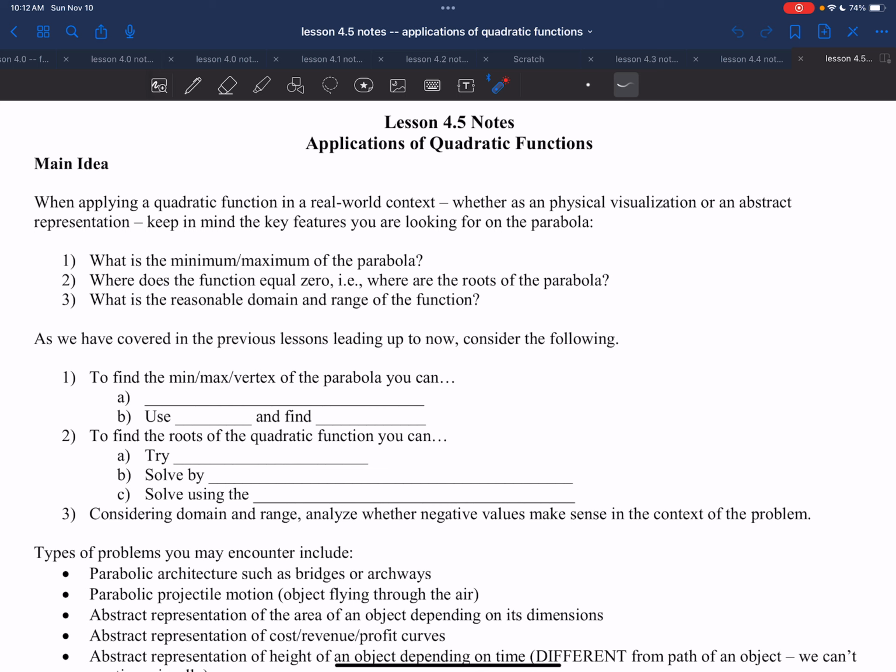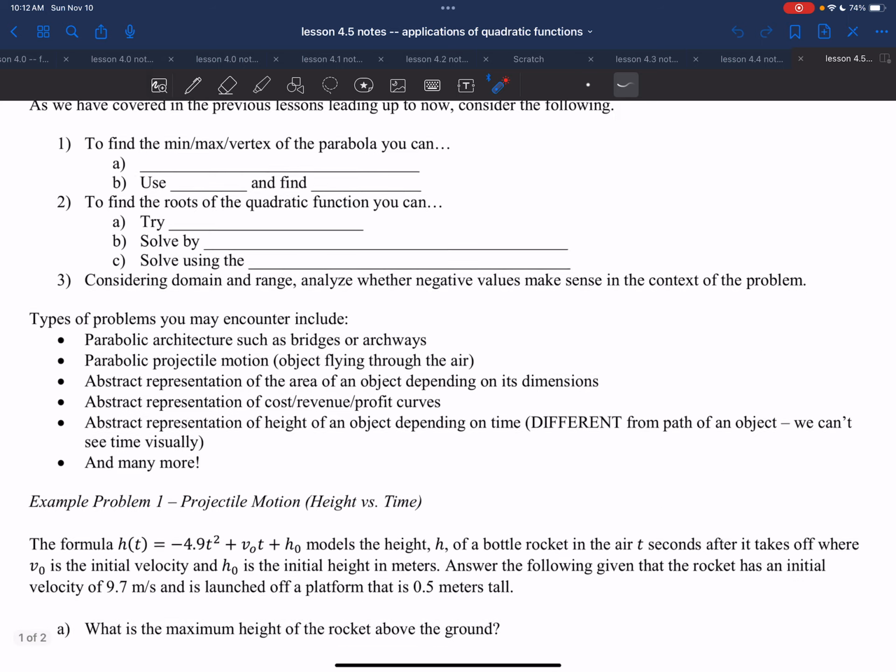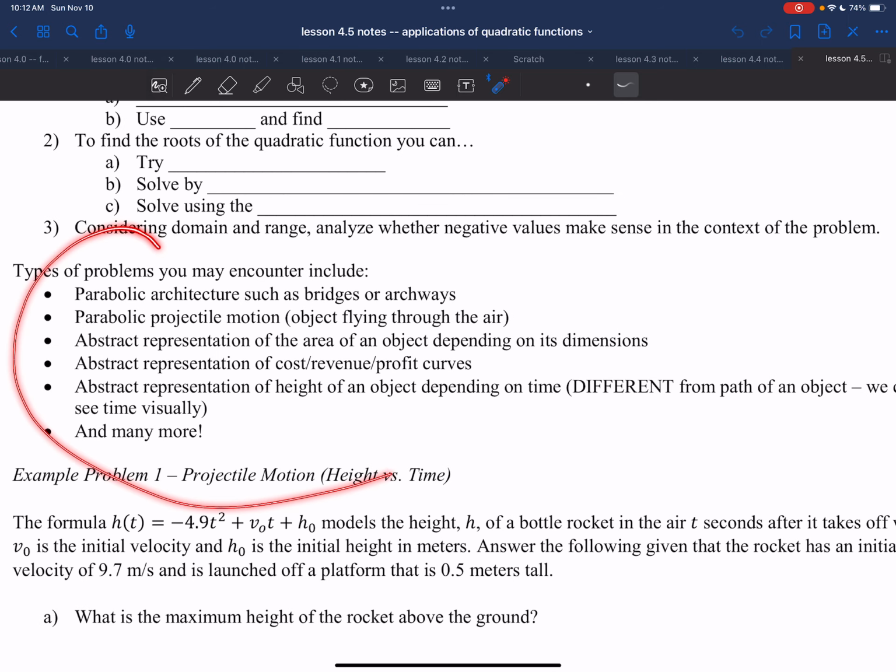Because quadratics model a whole bunch of different things that you can both see in the real world, but also that help us interpret things that are happening. So there's some examples. In fact, I'll actually talk about this for a moment since it's right here. The types of problems you might find in this unit are how do you see parabolas physically, right? So sometimes, and this isn't true for all bridges, but some bridges might be built parabolically, right?